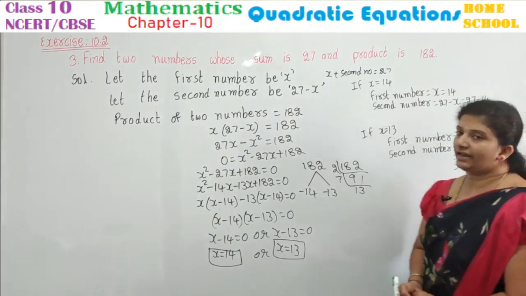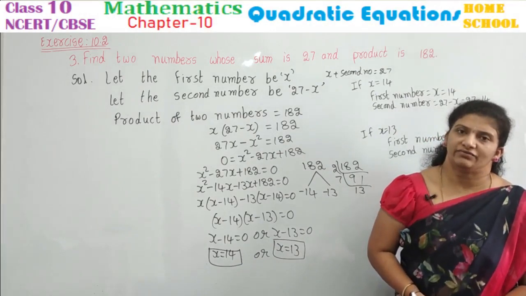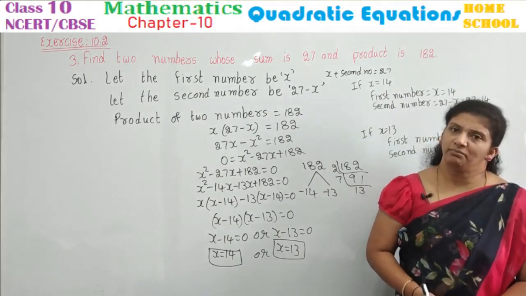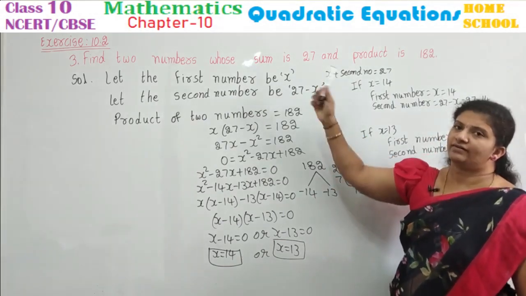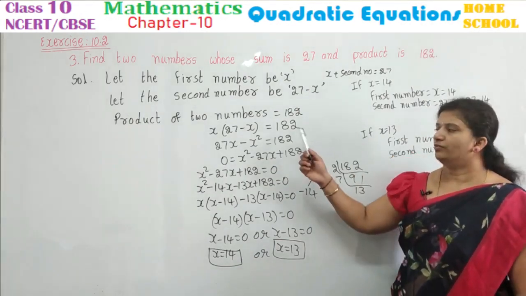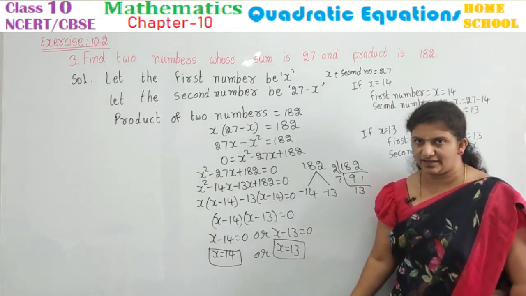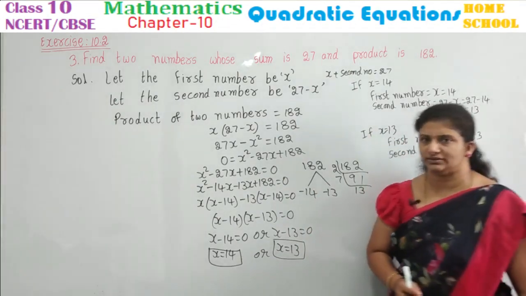So understand carefully, if two numbers are given in your quadratic equation, we need to get them with only one variable. So assume any one number as the variable and see the sum you have. Subtract the first number from this value. Now use the product and then frame the quadratic equation, then factorize. Then whatever you get, you just find out the two numbers.